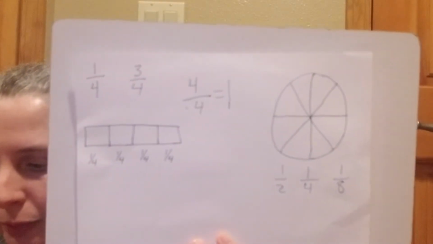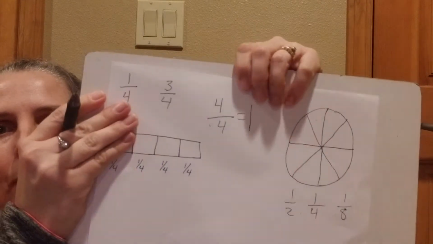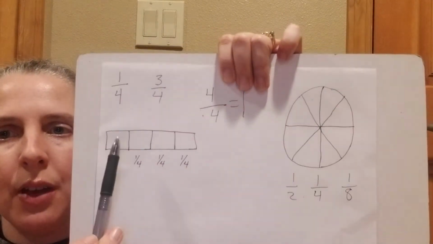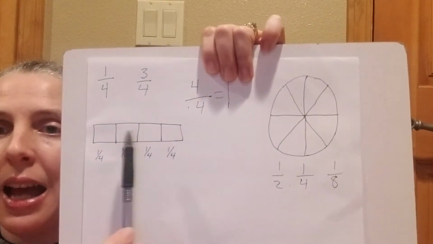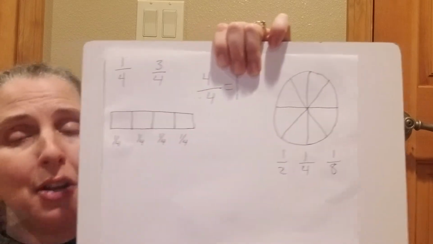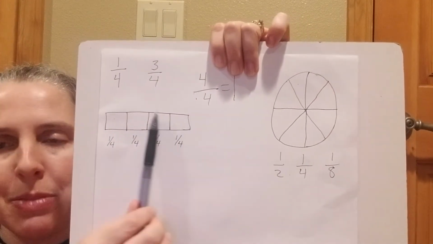All right, and then let's look at shading. Okay, so right here we had this fraction, we had 1/4. So that means I have something and it's divided into 4. So it could look like this. It could look like a circle. It could look like your table with the desks. It could look like this. This is like a tape diagram.